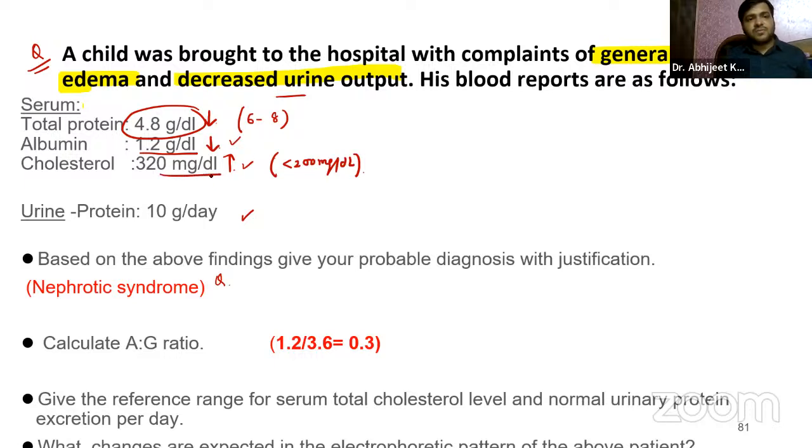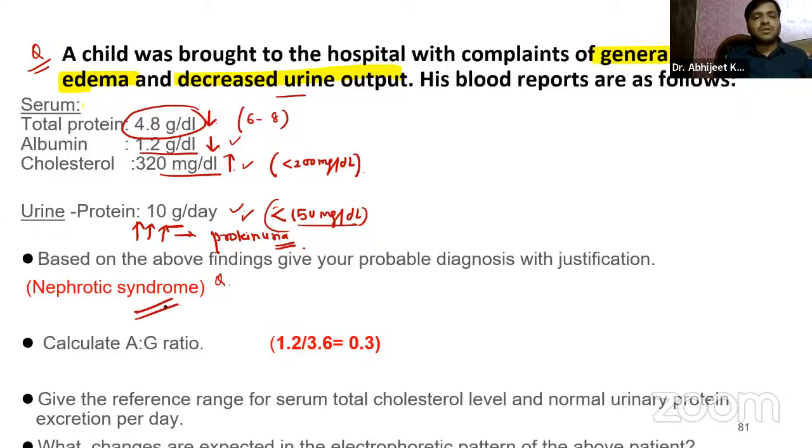Hypercholesterolemia, you can see, is often associated with nephrotic syndrome. Even the urinary protein, that is 10 gram per day. The normal should be less than 150 milligram per day. You can see it is 10 gram per day, which is very, very increased. So it is significant proteinuria, which you can see over here, and that is again suggestive of nephrotic syndrome.